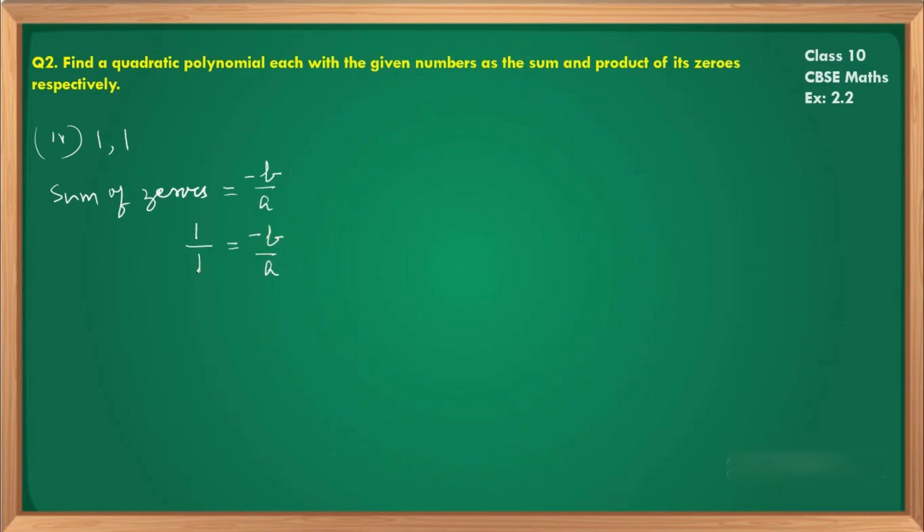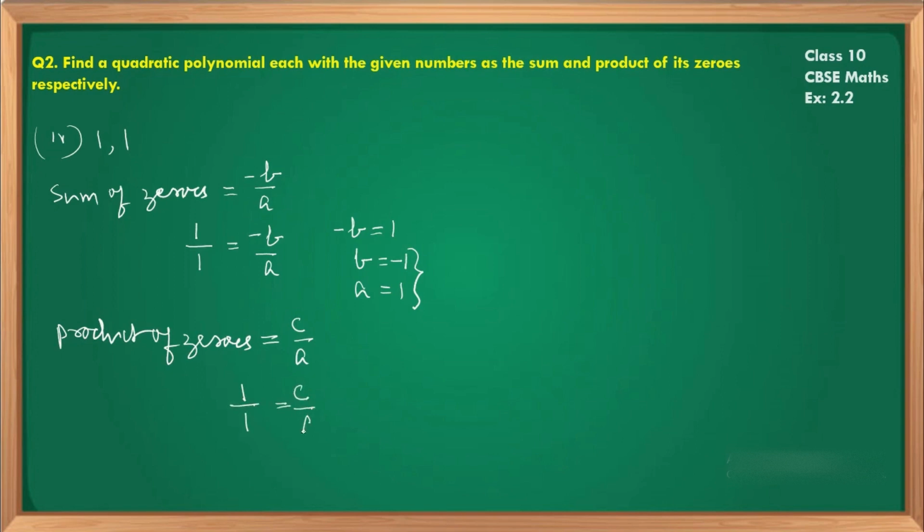Why did we write 1 here? To find the value of a. Now minus b is equal to 1 or b is equal to minus 1 and a is equal to 1. See, this is in place of a and this is in place of minus b. Right? Now these are the two values we have. Similarly, we move on to the product of zeros, which is equal to c by a. And this is also 1. And in the denominator, you can write down 1 as it is and write down c by a in the RHS. Now, in place of c you have 1 and in place of a you have 1.